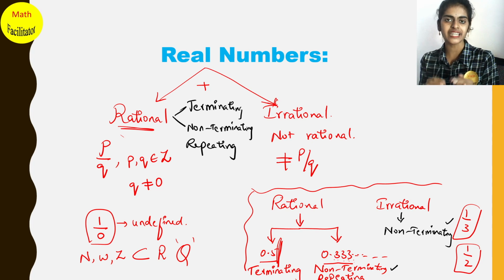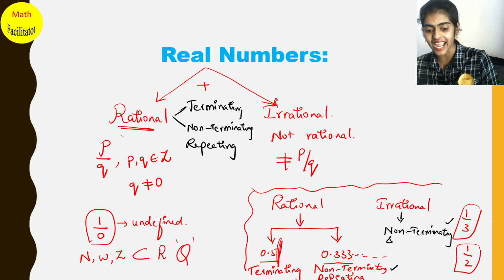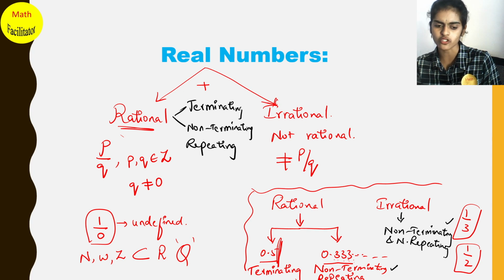A rational number can be non-terminating, but it is repeating. An irrational number is non-terminating and it is non-repeating, or you can also call it non-recurring.